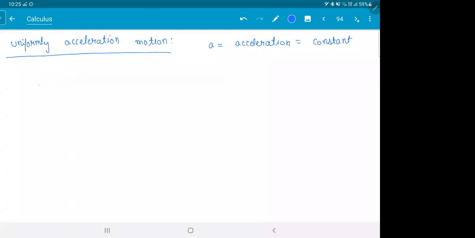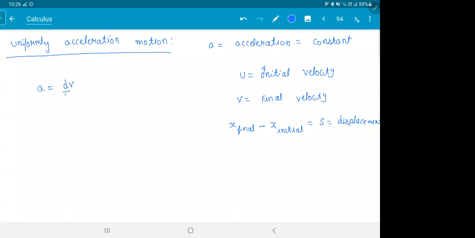So for a body, u is the initial velocity. That's the symbol for initial velocity. V is the final velocity. X final, the final position, minus the initial position is S, which is displacement. Now consider a body going with an acceleration A. So we know A is dV by dt. Agreed? Send dt to the other side, so dV will be A dt.